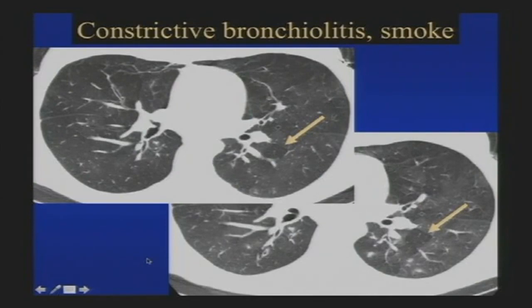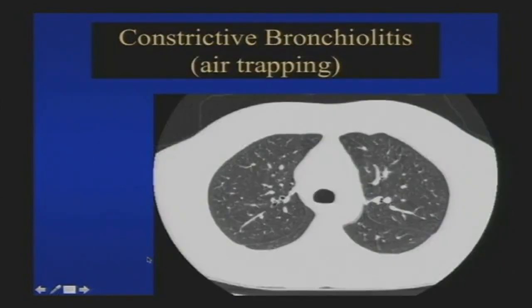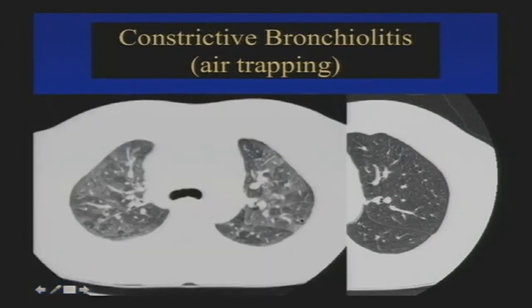Sometimes the inspiratory images are normal. This is normal. And then on expiration, you pick up the air trapping. That's another very typical appearance of bronchiolitis obliterans or constrictor bronchiolitis. So that's why we do expiratory images, because we'll improve our sensitivity for small airways disease.